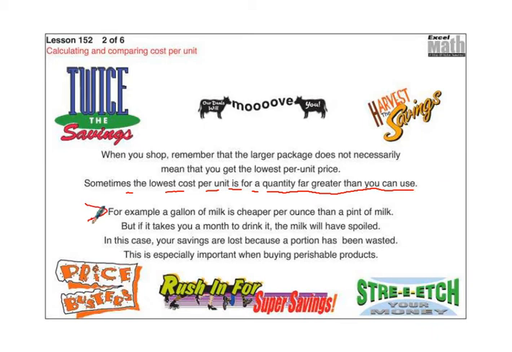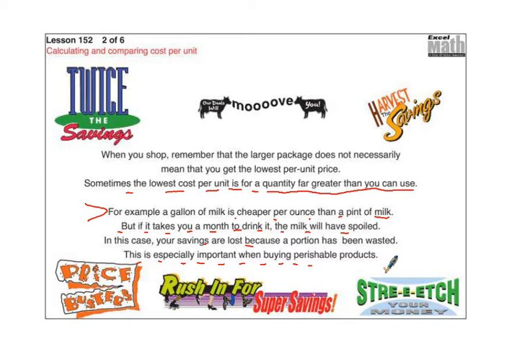For example, a gallon of milk is cheaper per ounce than a pint of milk. But if it takes you a month to drink it, the milk will have spoiled. If it's just you living by yourself, you don't want to buy a gallon of milk necessarily if you hardly ever drink milk, because you're only going to drink maybe even half of it, right? It'd be better to buy a half gallon instead, even though it costs more money. In this case, your savings are lost because a portion has been wasted. This is especially important when buying perishable products.